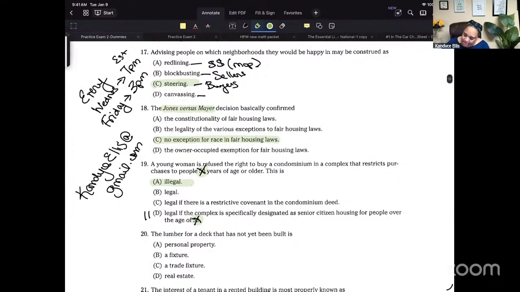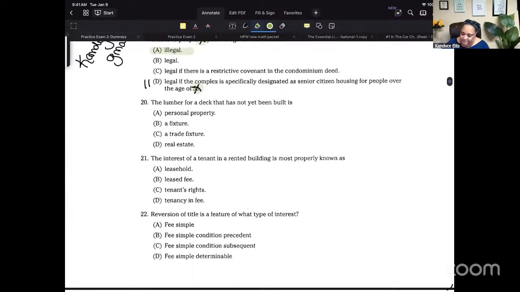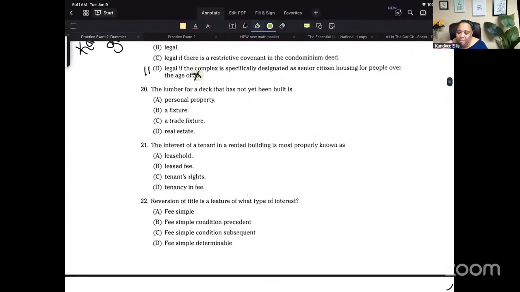All right. 20. The lumber for a deck that has not yet been built is A, personal property, B, a fixture, C, a trade fixture, or D, real estate.